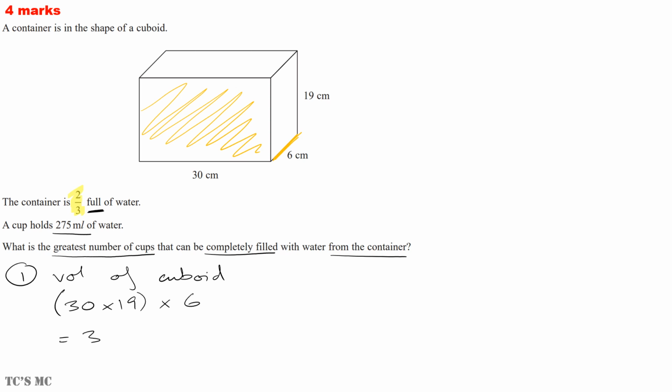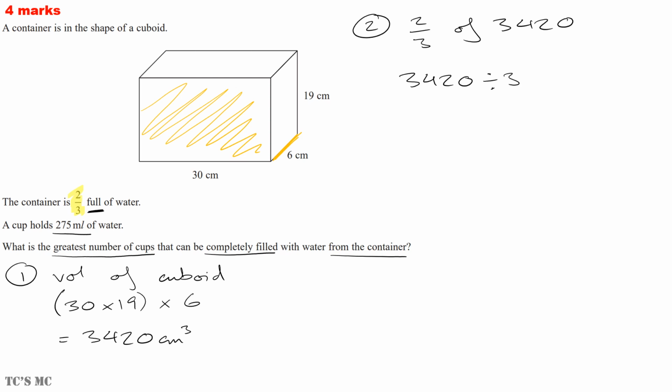That gives us 3,420 cubic centimeters. That's 1 mark. For step 2, we need to work out how much of the container is full of water. So we now need to do 2/3 of 3,420. And for that, we need to do 3,420 divided by 3 to get 1/3 and then multiplied by 2. We now have 2,280 cubic centimeters full of water.